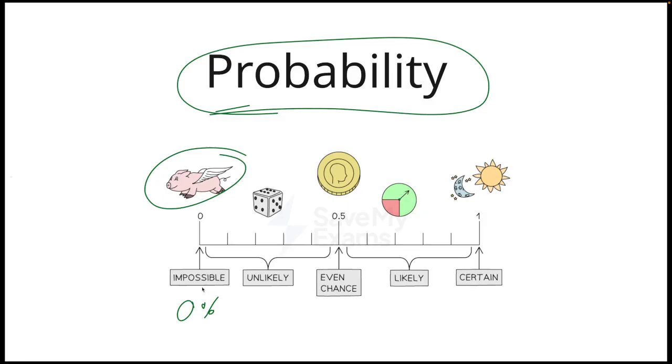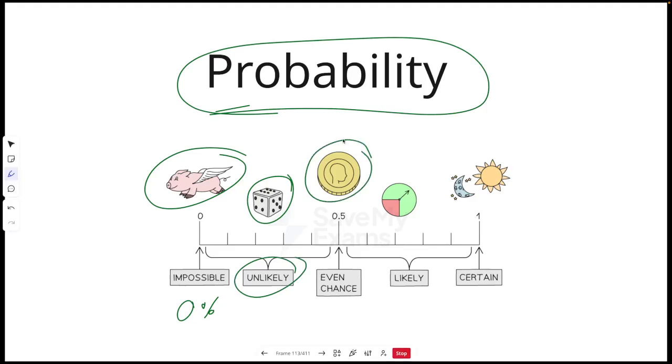The next item on the list here is a die. If you have multiple, it's called dice. If you have one, it's called a die. So on this die, the probability of rolling, let's say, a 5. There's only one 5 out of 6 possibilities, so it is unlikely to happen.